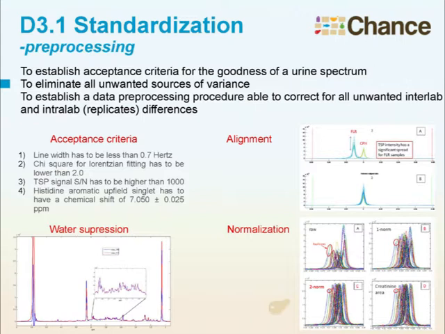We investigated the water suppression method used at both sites. We investigated normalization. Urine is not an easy measurement object because you will have different dry matter, so you will have very different urine spectra even from the same person at different times of the day. So we also had to investigate normalization, and finally we had to implement new alignment techniques.